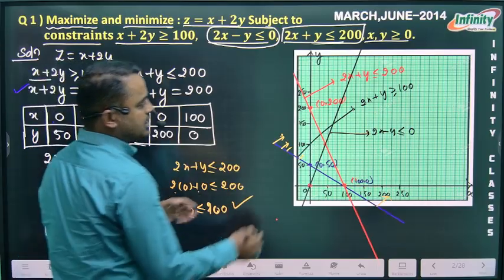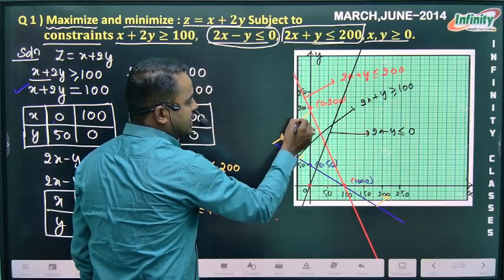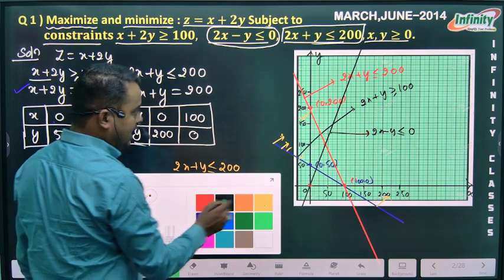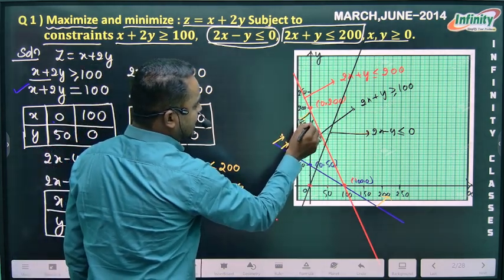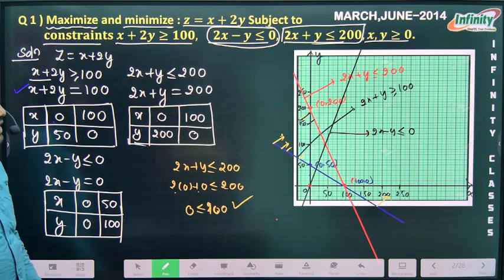If it is true, see, the straight line for this equation is this one. So the feasible region lies towards the origin. Towards the origin means we have to shade below the line.